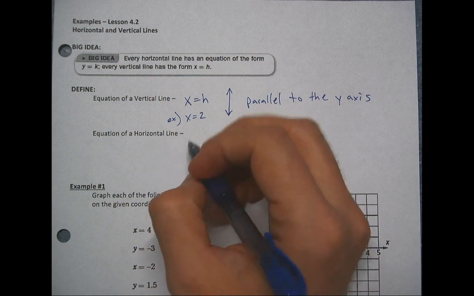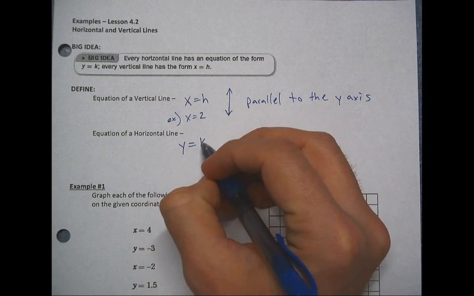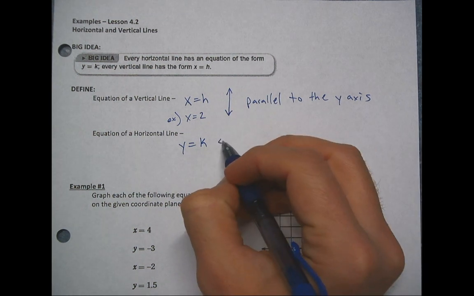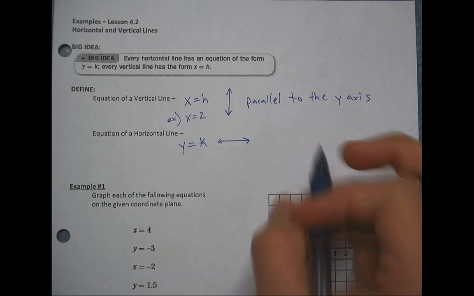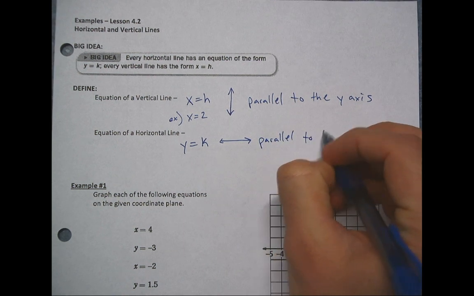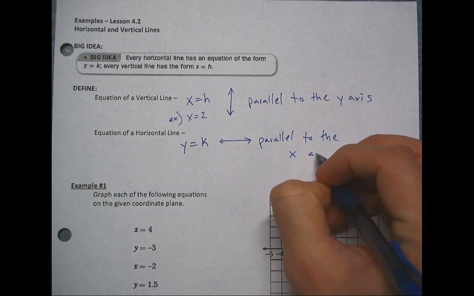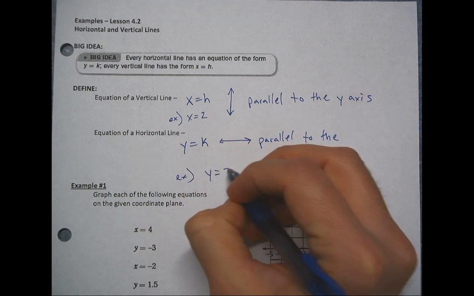So the equation of a horizontal line, these always say y equals one single number. Okay, these go side to side. They look like the x-axis, which goes side to side. Horizontal, it's going to be a line that's above it or below it, but runs parallel to it. So parallel to the x-axis. And an example, y equals -3.